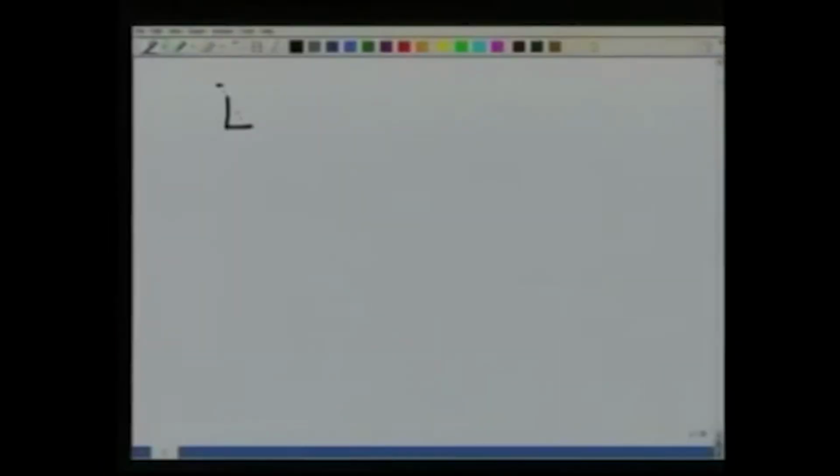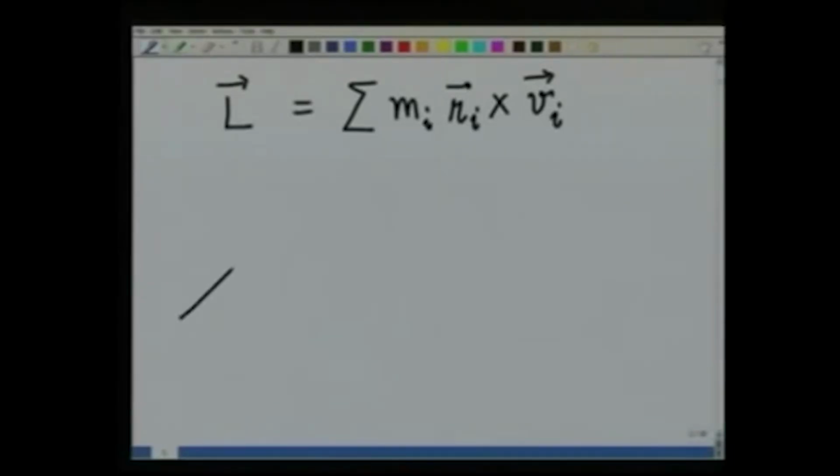However, when we started, we wrote L as a vector quantity which is equal to, for a given distribution of masses m_i, r_i cross v_i. So, in principle, if there is a vector L, I should also be able to cause a change in it, not just by changing its magnitude, but by changing its direction.